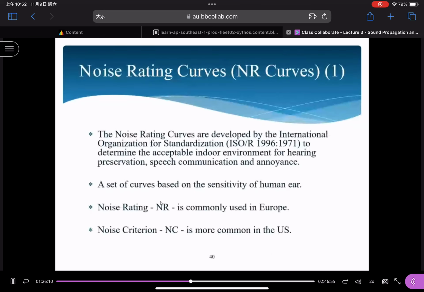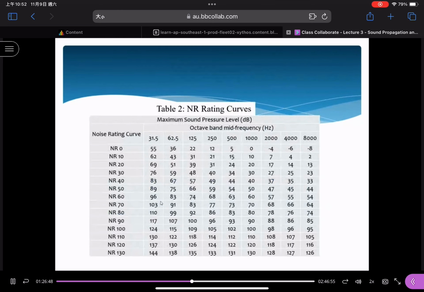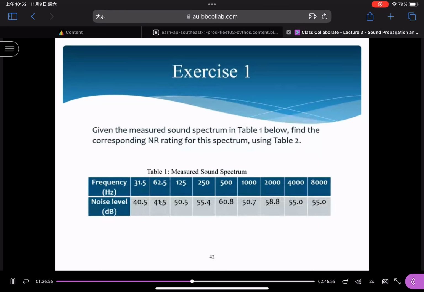How do we check this? No matter whether we use the NR or NC curve, they are the same, the only difference being that one is commonly used in Europe and one in the United States. This is NR weighting. Let me show you an example using the first in-class exercise here. Given that we have a measured sound spectrum listed in table 1, in 1/1 octave, find the corresponding NR weighting for this spectrum using table 2. What is table 2? Table 2 is this one. This is a standard table. Let's see how to make use of this.